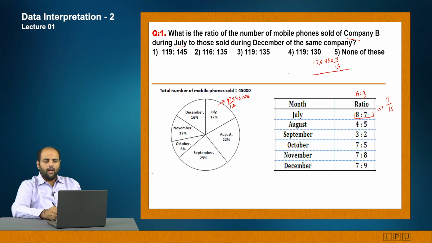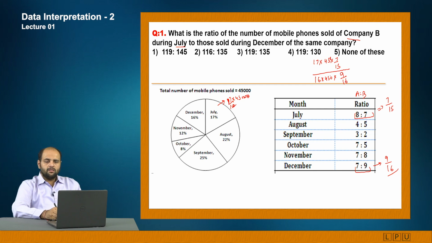Now it should be divided by those sold during December of the same company. Now we have to find December. December's percentage is 16, so the value will be 16 into 450. Now it should be multiplied by the share for company B, and for December the ratio is 7 to 9. So for B it will be 9 upon 9 plus 7, that will be 16. So the value will be 9 upon 16.